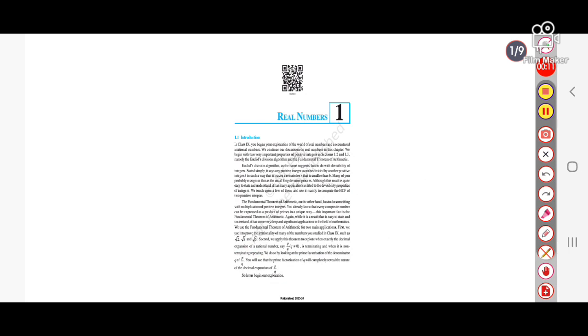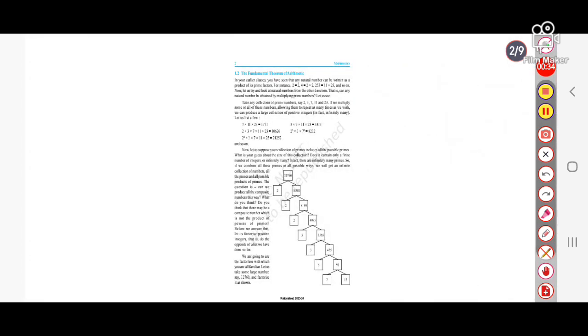What is the basic definition for real numbers? Real numbers can be positive or negative. They are expressed by the capital symbol R. They are the union of both rational and irrational numbers. So, what does the fundamental theorem of arithmetic state?